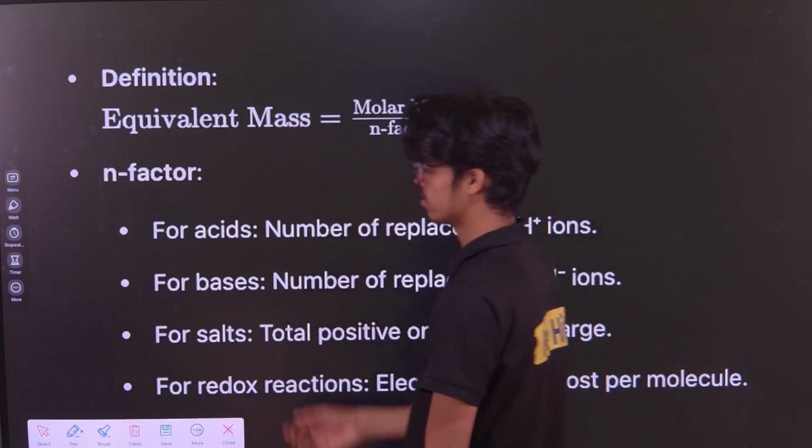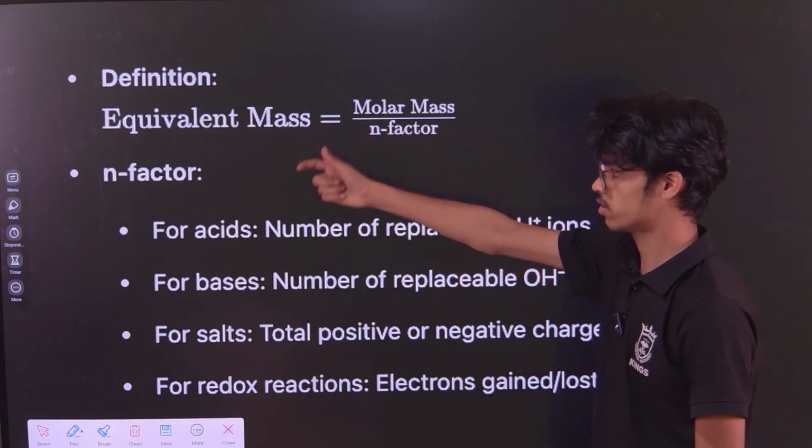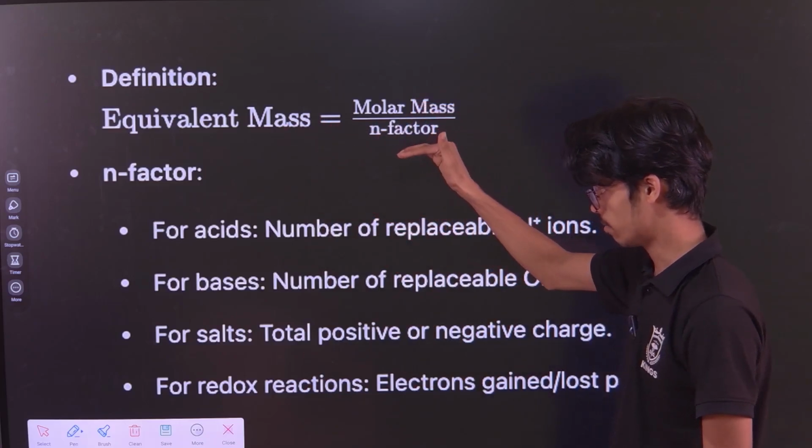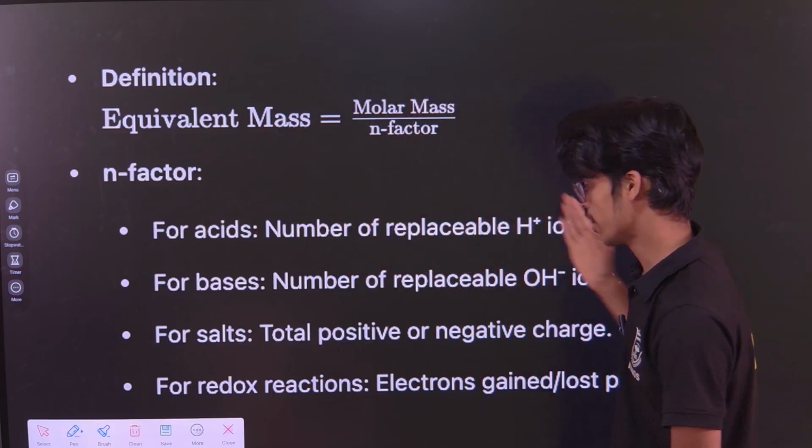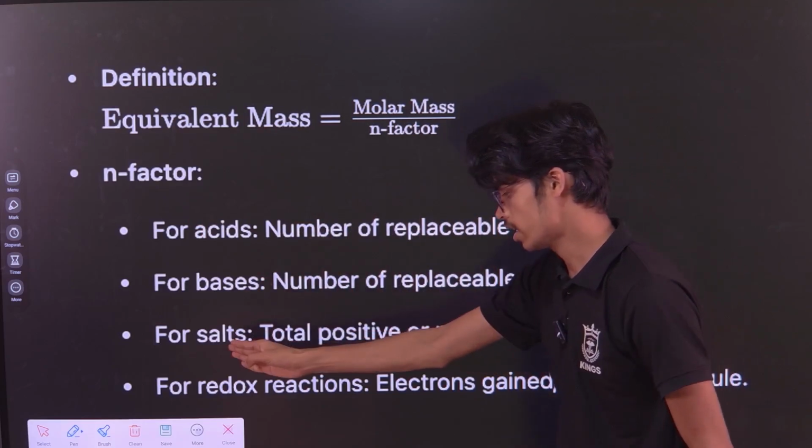Got it? This is the definition of equivalent mass: molar mass divided by some number. For acids, this is how you find that number. For bases, this is how you find it. And for salts, this is how you find it.